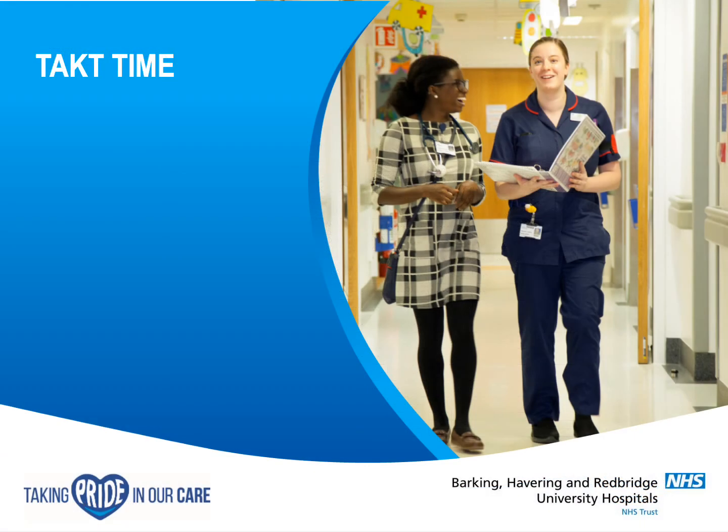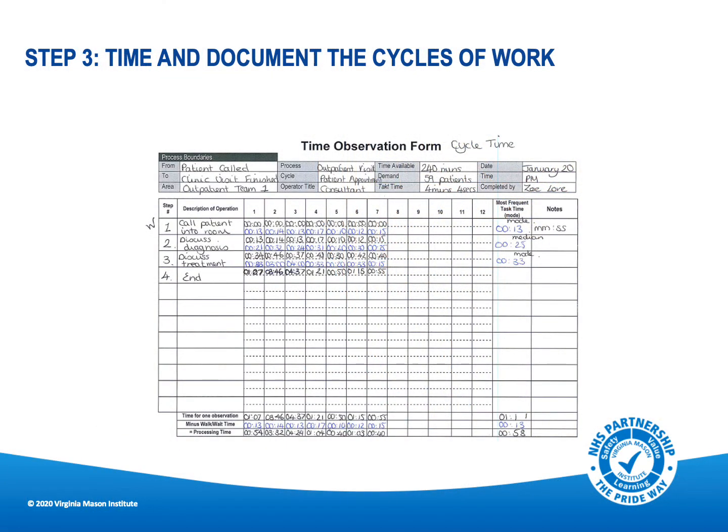TAKT time can be described as the pace of customer demand or the rate by which work needs to be finished in order to meet demand. Going back to Zoe's cycle time observation form, we can see the TAKT time calculation at the top. TAKT time is calculated by dividing the time available by the demand. So here, time available was 240 minutes. 240 divided by the demand of 59 patients gives us a TAKT time of 4 minutes and 4 seconds.